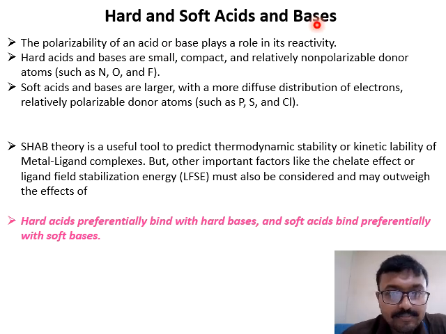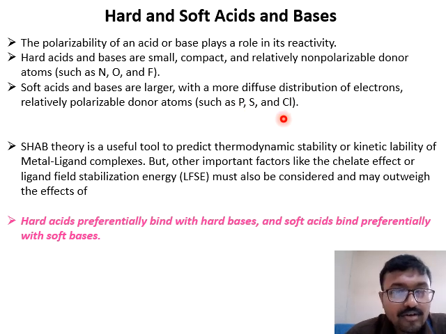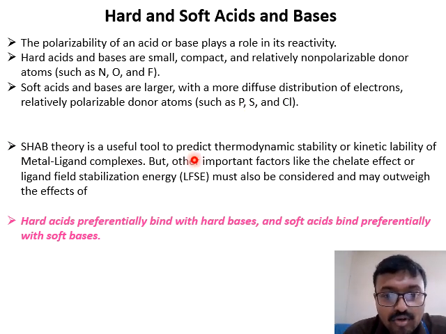Hard soft acid-base concept. Now, the polarizability of an acid or base plays a role in its reactivity. Hard acids and bases are small, compact, and have relatively non-polarizable donor atoms, such as nitrogen, oxygen, fluorine. Soft acids and bases are larger, with a more diffuse distribution of electrons and relatively polarizable donor atoms, such as phosphorus, sulfur, and chlorine. Hard-soft theory is a useful tool to predict the thermodynamic stability or kinetic lability of metal-ligand complexes.